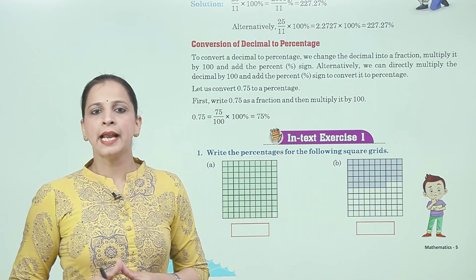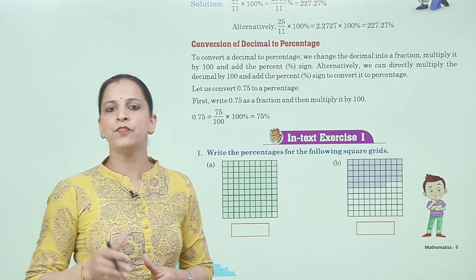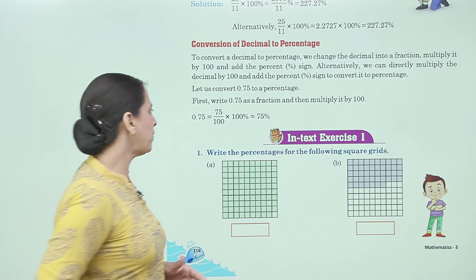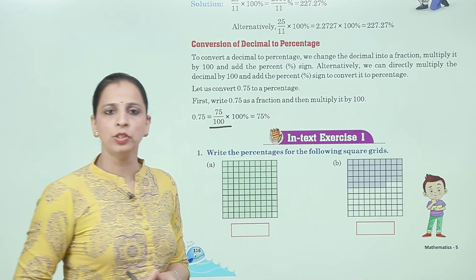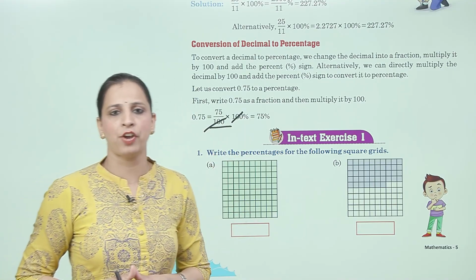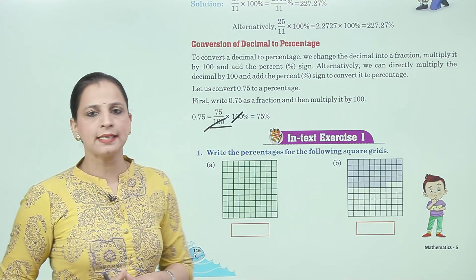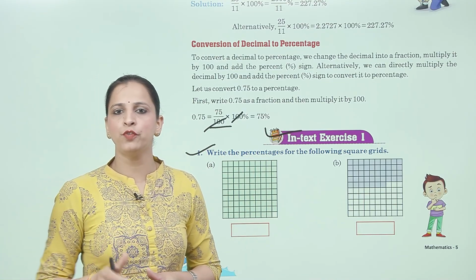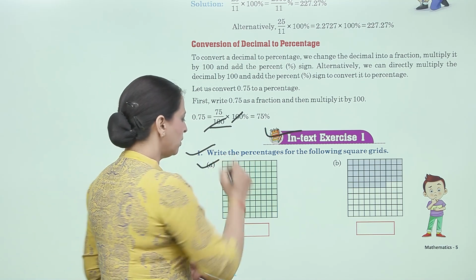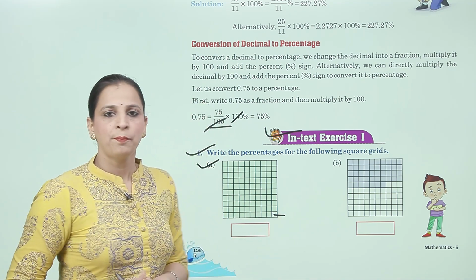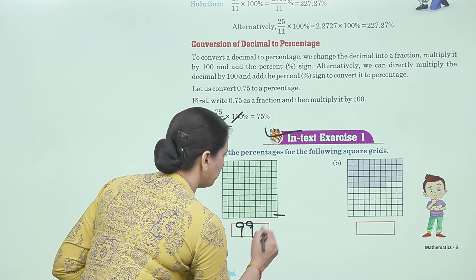Now, first write 0.75 as a fraction and then multiply it by 100. 0.75 becomes 75 upon 100, multiply by 100%, 100 से 100 cancel, that is 75%. Now, in text exercise 1. Question number 1, write the percentage for the following square grids. A part, only one is uncolored, so percentage is 99%.